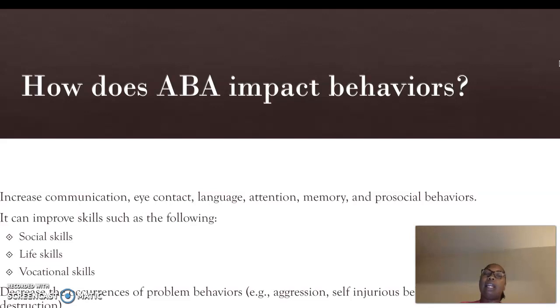And it can decrease the occurrence of problem behaviors such as aggression, self injurious behavior, and property destruction.